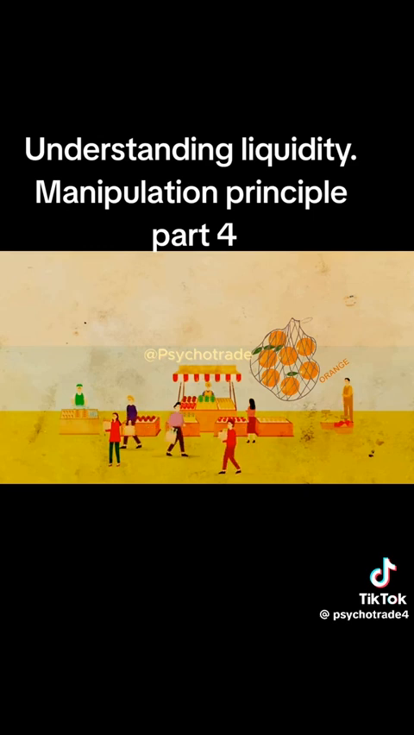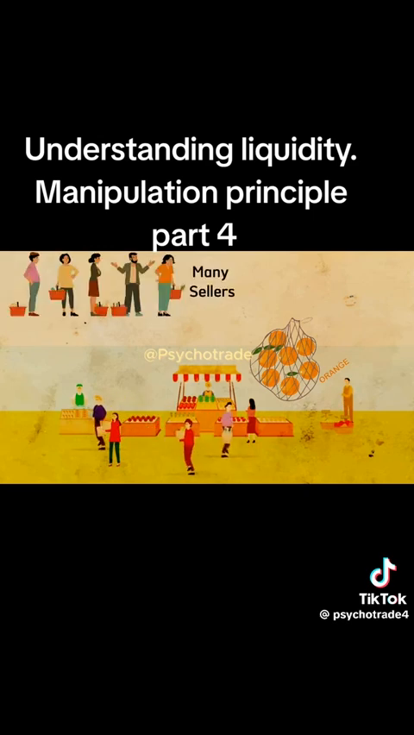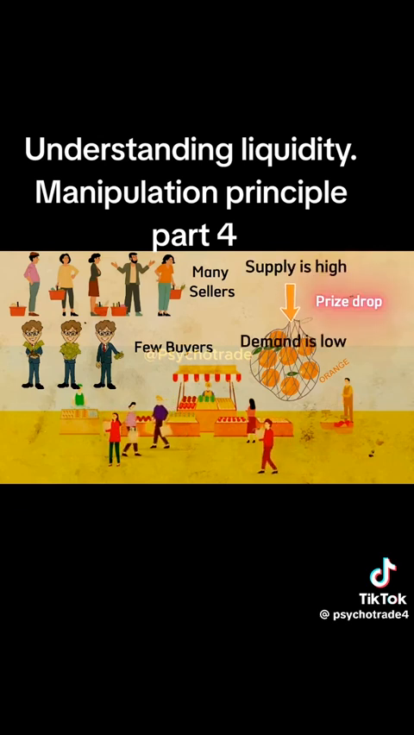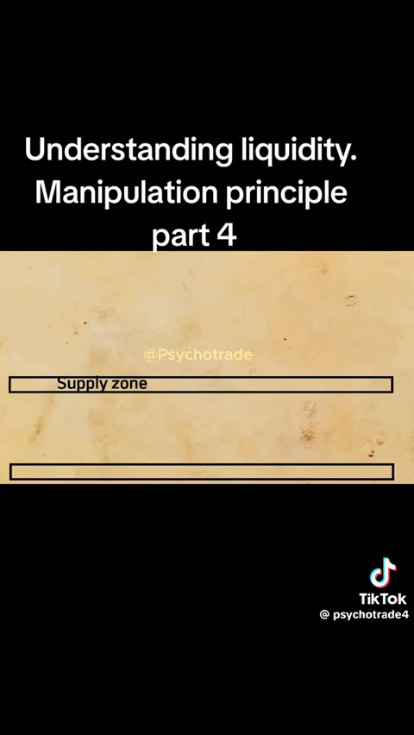Imagine a marketplace where oranges are being sold. If there are many sellers of oranges but only a few buyers, what will happen? Naturally, the price of oranges will drop because supply is high and demand is low. In trading terms, this situation represents a supply zone on the chart. There is too much supply and not enough demand.